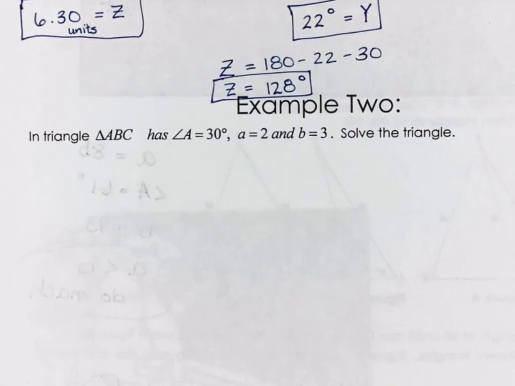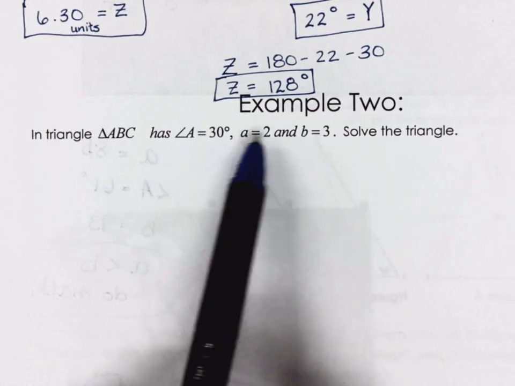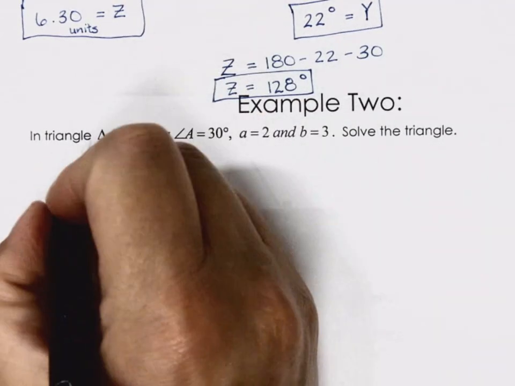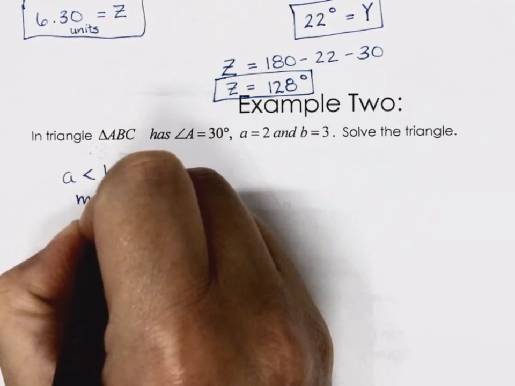Is A greater than B? Okay, first of all, where's my matching set? What letter is my matching set? A. So it's nice, it matches up, everything's great. Is A greater than B? No. So A is less than B. We've got to do some math here.